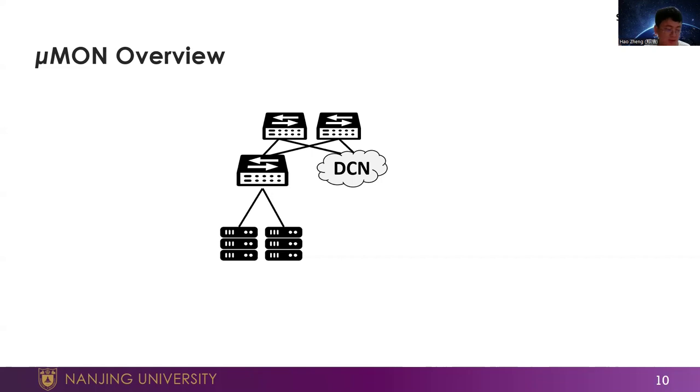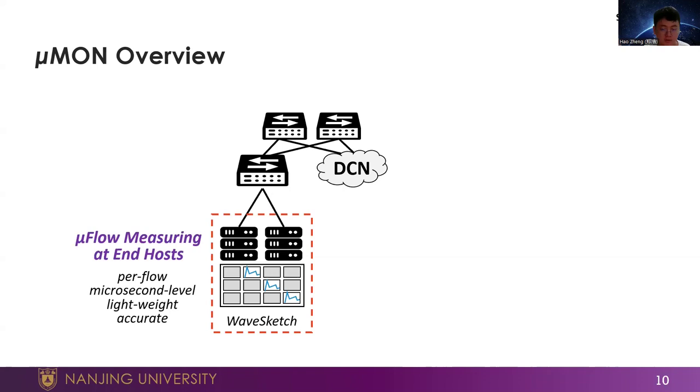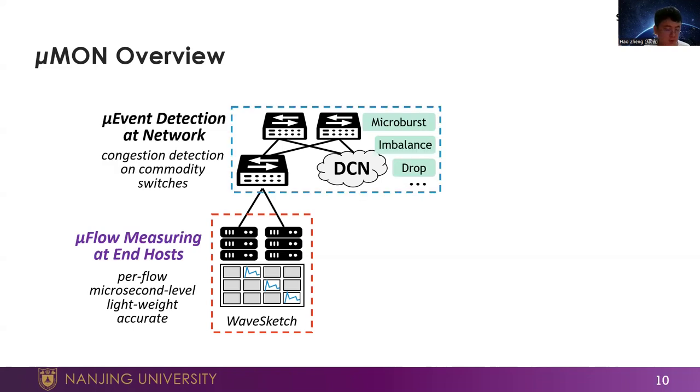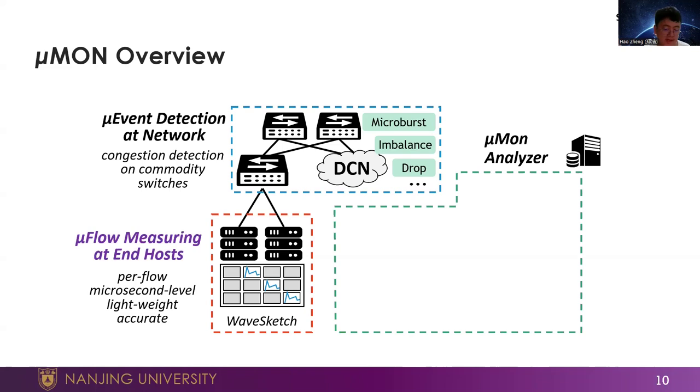The system consists of three parts. The first part is microflow measuring at end hosts, where we measure the microsecond-level rate information of each flow in a lightweight and accurate way. The second part is micro-event detection, where we capture congestion events on commodity switches. The third part is an analyzer. In the analyzer, we collect microflow rate information to perform fine-grained traffic analysis.